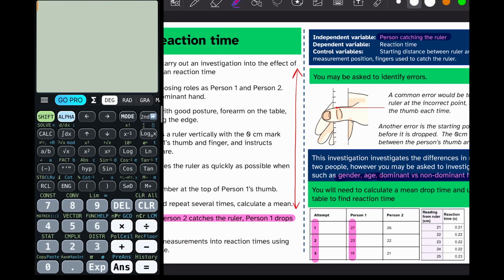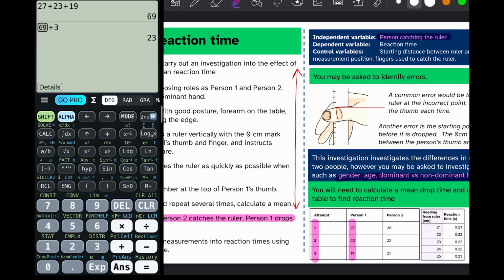So all we're going to do is we're going to do 27 plus 23 plus 19. And we're going to make sure we press equals. All right, and we're going to divide by 3. And that's going to give us a total of 23. It's worth sense checking our mean. Our mean should always fall somewhere between our lowest result and the highest result. So our lowest result was 19, our highest result was 27. So 23 sounds really sensible.